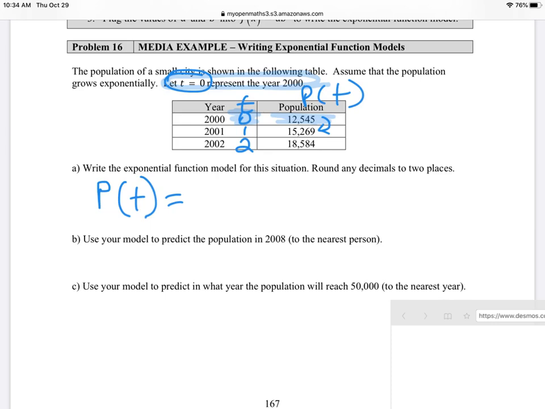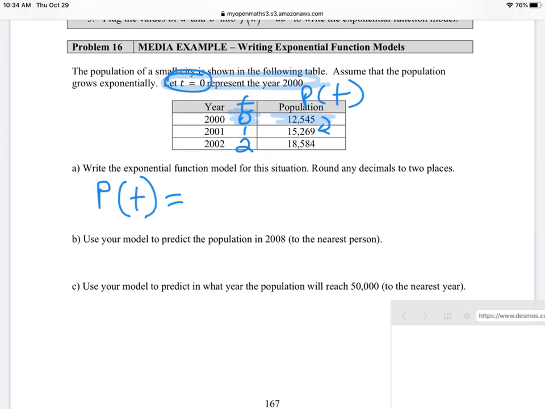So let me shrink that eraser. My bad. Okay, so I'm going to raise that to the t. That's my exponential function. Now the next thing they ask us to do is to use that function to predict the population in 2008 to the nearest person. So that means we're going to round to a whole number.